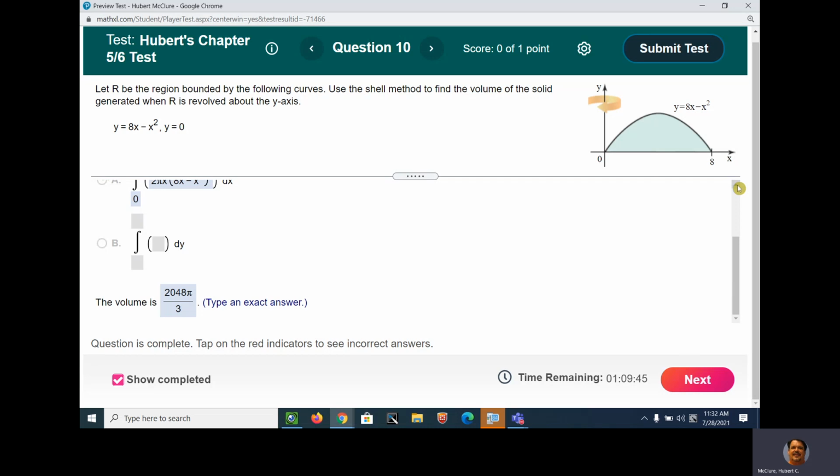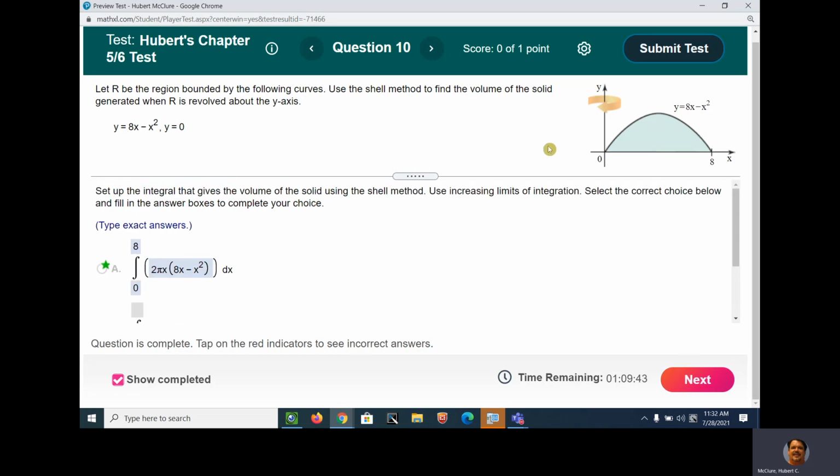Now, I'm not going to go over too many more of these, because shell was the last thing that we did, and that is pretty much going to be the extent of shell, but we'll go ahead and let you look at the next 10 problems.